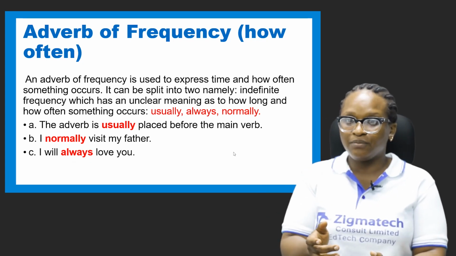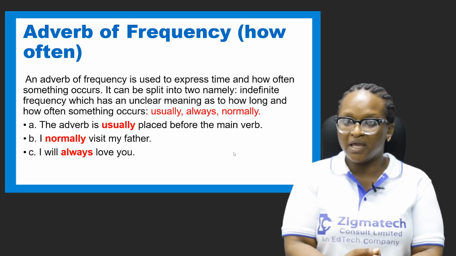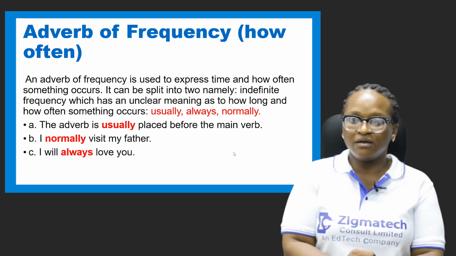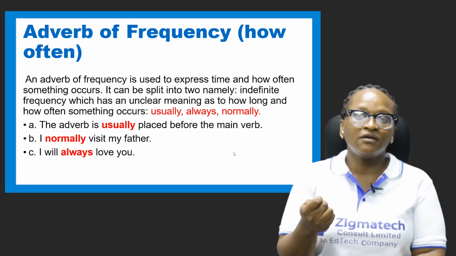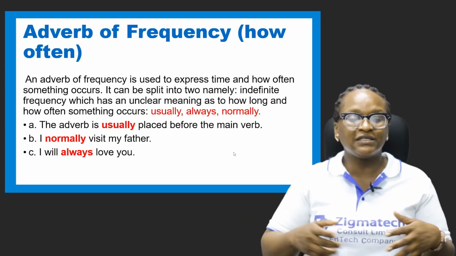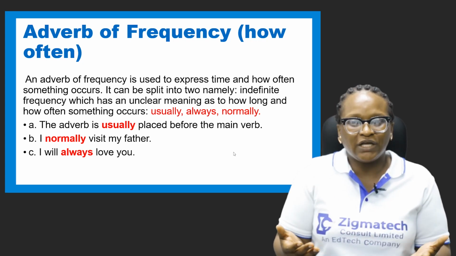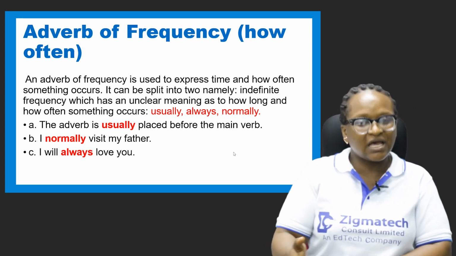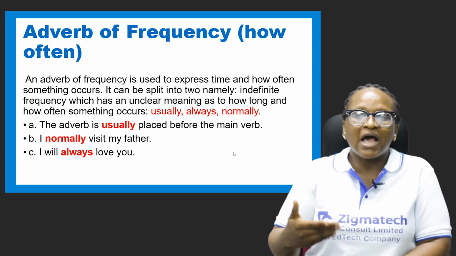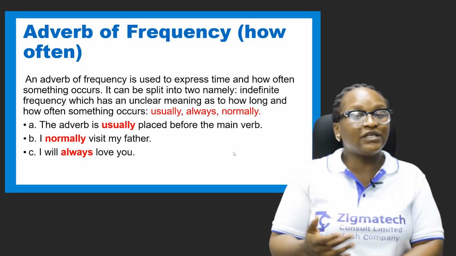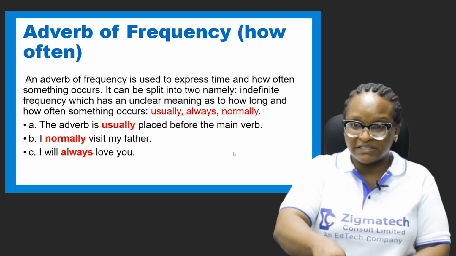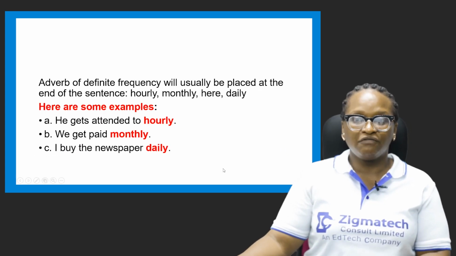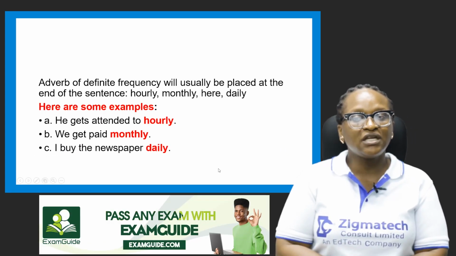So it says the adverb is usually placed before the main verb. Example 2 says, I normally visit my father. Normally is indefinite. How? There is no specification. That's why we call it indefinite. You are not pointing exactly at the time, but it will show us how often, and it's indefinite. So I will always love you. I'm not sure. I can't say it is now that says I will always love you. So that's indefinite frequency. Then finally we have our adverb of definite frequency.